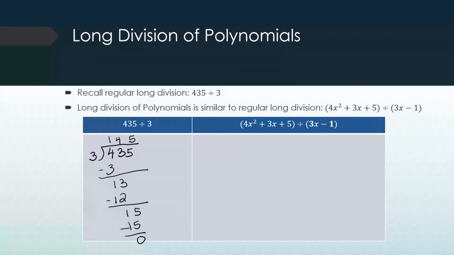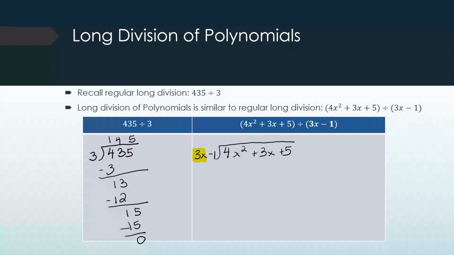So now let's see that same process, but with variables. So I'm going to set this up 4x squared plus 3x plus 5, and then 3x minus 1. So you can see the setup is similar. Now when we do long division of polynomials, we always look at the beginning of what we're dividing by. So we have 3x. So 3x times what gets me 4x squared? Or basically, how many times does 3x go into 4x squared?